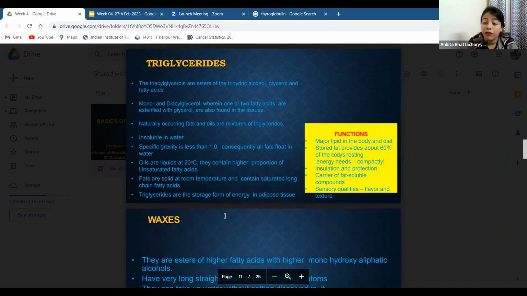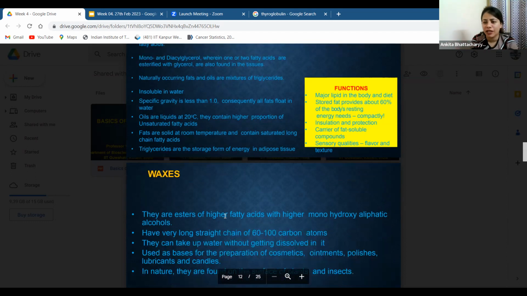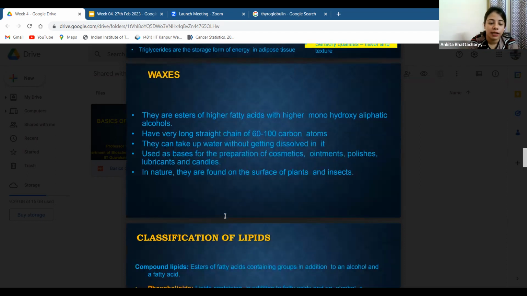They are necessary for insulation and protection. They are carriers of fat soluble compounds, and they give the sensory quality of flavor and texture to the food that you talk about, which is not entirely desirable, which is why with age you have to keep your triglycerides in check, and that's what people do. It's not even about age, it's for just overall health and wellness. So that was the point.